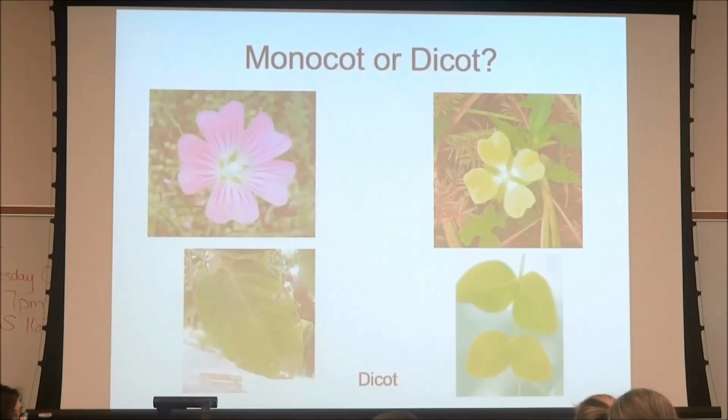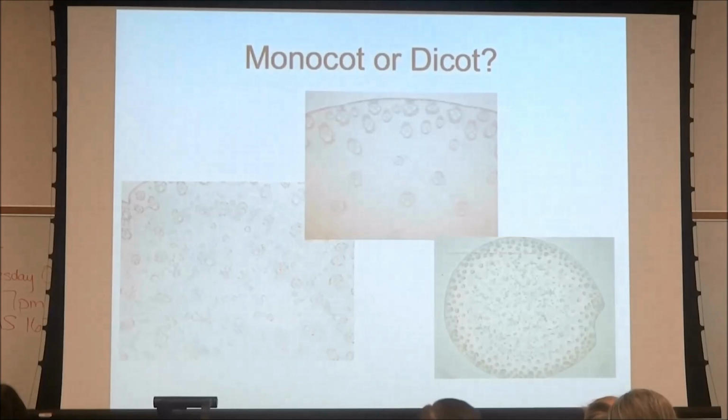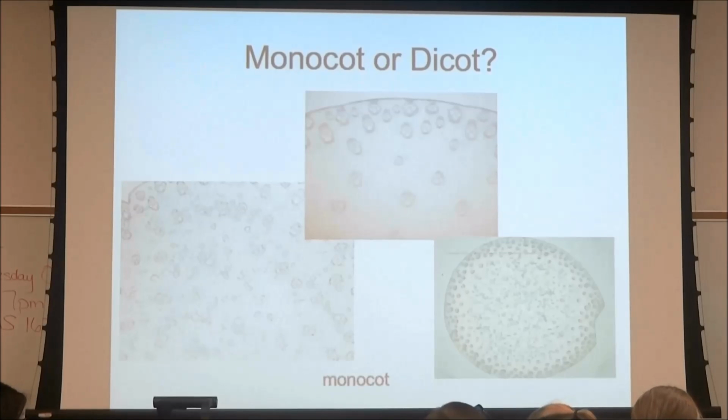All right, can we go back to the slide part? Okay, so is this a monocot or a dicot? It's a monocot. How did you know? Scattered vascular bundles. Very good.